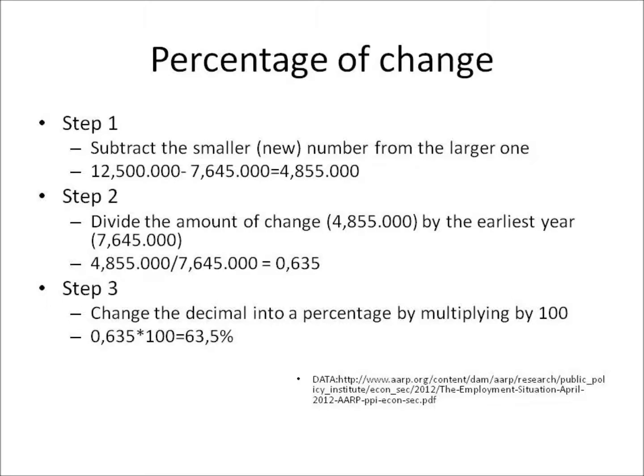Step number 2, you divide the amount of the change by the earliest year. And then, to change the decimal into a percentage, you multiply the number by 100. So we'll find out that unemployment increased by 63% within those 5 years.